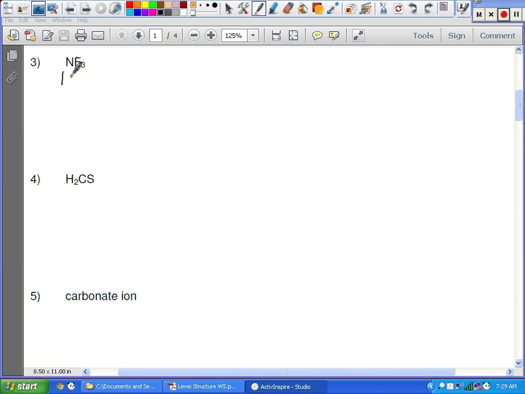So there's 1 N. There are 3 F's. Nitrogen is in group 15, so it needs 5. Fluorine is in group 17, so it needs 7. So 5 plus 21, that is 26 total. All right, again, I'm drawing these as I know how to draw them. And I left it like this for a particular reason, and you're going to see why in just a minute.